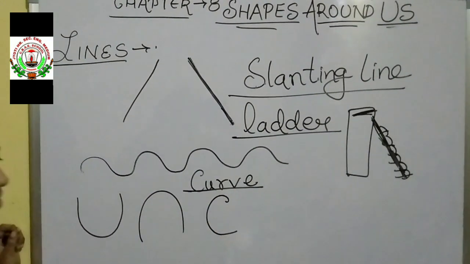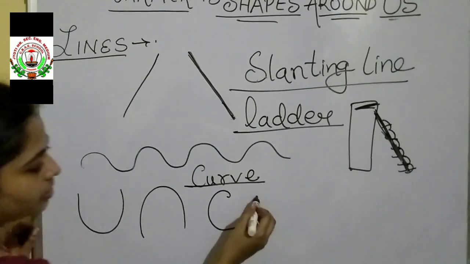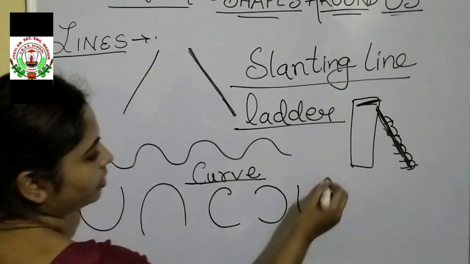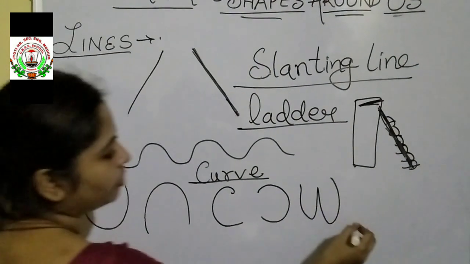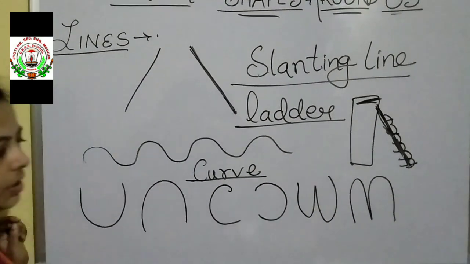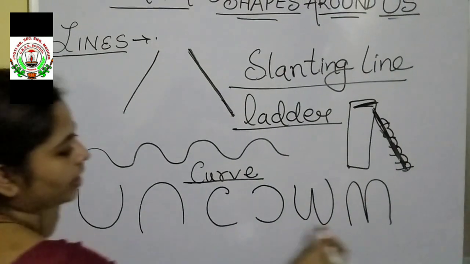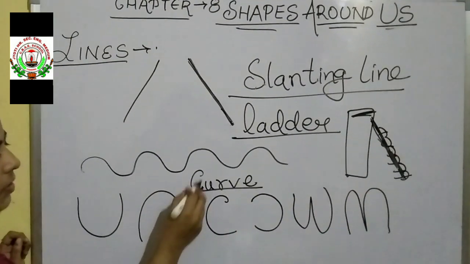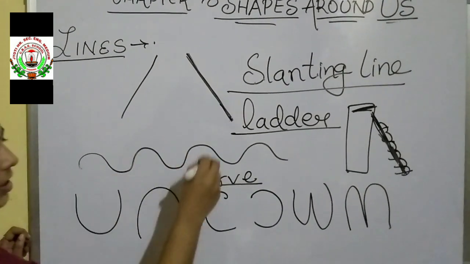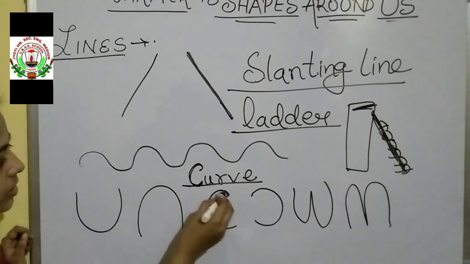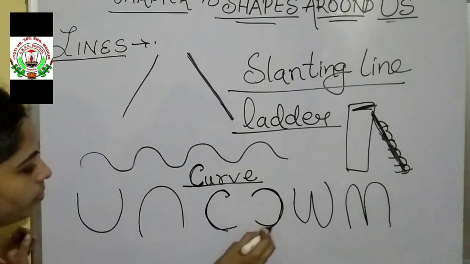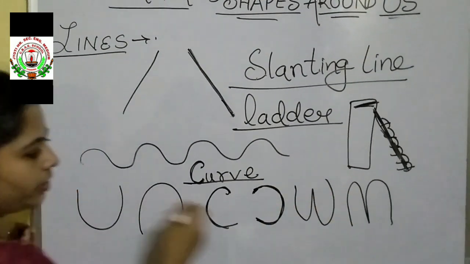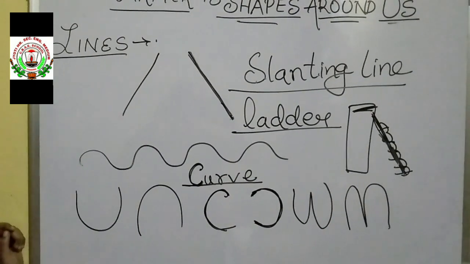If I draw like this, it is the English alphabet C, and this is the reverse of C. If I draw a curve like this, it is W. If I draw a curve like this, it is similar to M, yes or no. So all these figures I made here are forms of curve. We can call them curve. Whatever is not straight and is bending from the starting point to the end point is a curve. We call these curve shapes, okay.